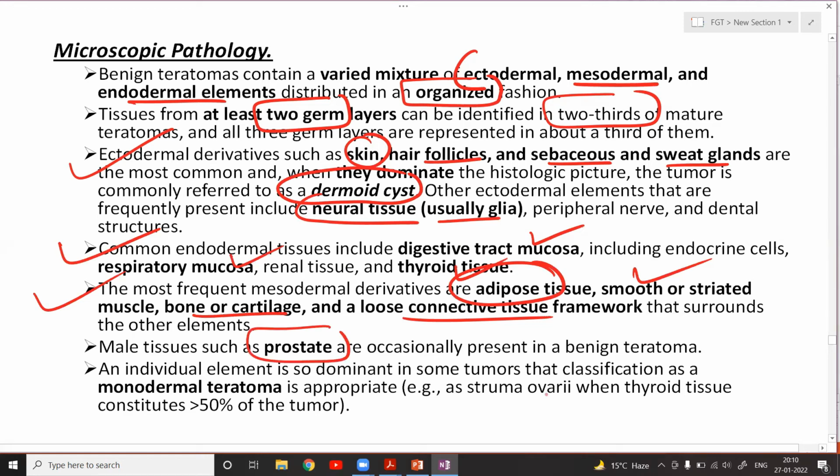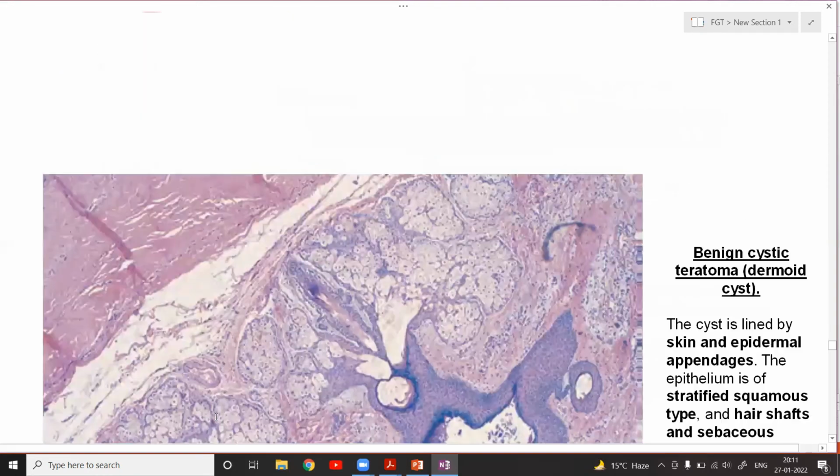Sometimes you might see a single tissue which predominates the entire picture. For example, if a benign cystic teratoma is composed only of thyroid tissue, in that case we call it struma ovarii. This is a type of monodermal teratoma. Similarly, sometimes they might comprise just carcinoid, in that case they are called struma carcinoid. Both of them are forms of monodermal teratoma.